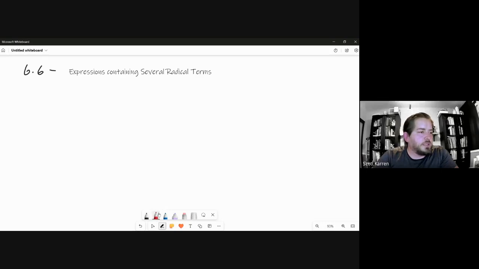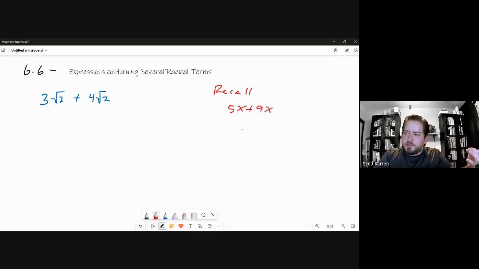If I have something, say, like 3 square roots of 2 plus 4 square roots of 2, we're going to treat it just like we did with variables. So recall, if I have 5x plus 9x, what I'm really going to do is undistribute that x, and pull the x's out, and what's left is 5 plus 9. And if what's left can add together, 5 plus 9 gives me 14, times x, that's 14x.